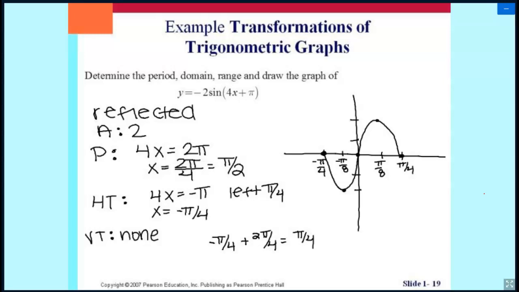The horizontal translation comes from bx equaling negative c. So I got x equals negative pi fourths. So what that means is this graph is shifted to the left pi fourths.